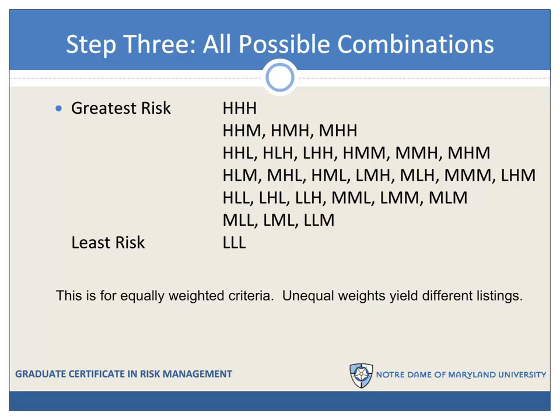All other combinations must be identified as well. In this case, if you let an H equal 3, M equal 2, and L equal 1, and add the values, you obtain the groupings you see here, from 9 at the highest risk to 8, 7s, all the ways to get a 6, a 5, a 4, and ending with a 3, the lowest potential risk.